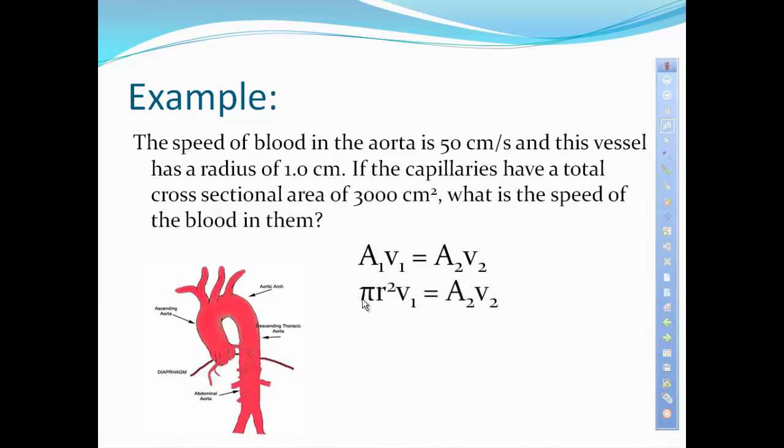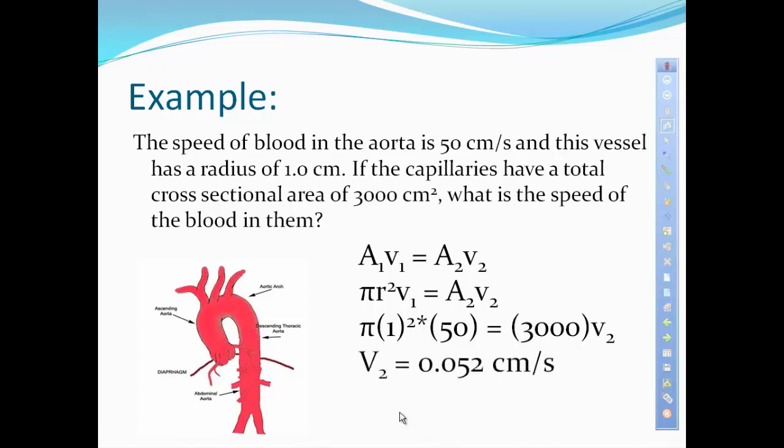So we have pi r squared for the area of the circle. And then for the aorta, we have pi times r squared, which is 1, times 50, which is the velocity, equals the area of your capillaries, which is 3,000, times the speed through the capillaries, and you get 0.052 centimeters per second.